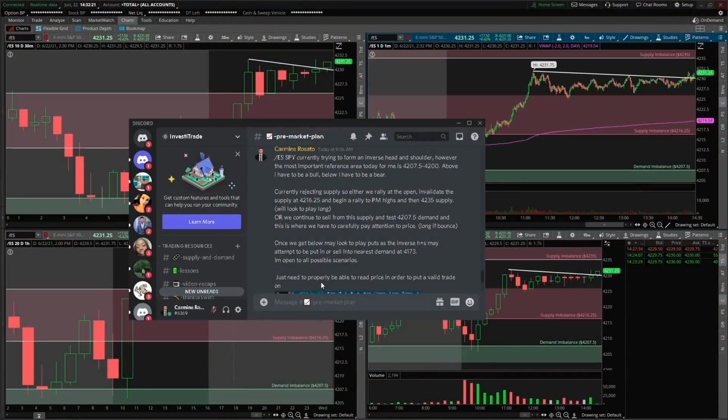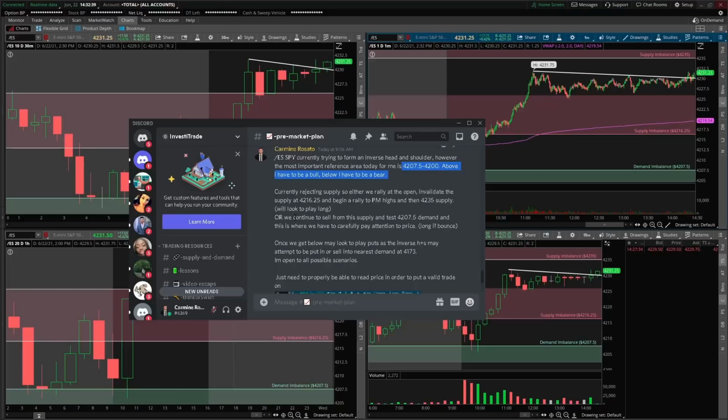To get more context, let's go over the pre-market plan. I post these every single day in the Discord. The first one was on the S&P 500. I used the futures chart to trade SPY options off of it. We had demand at 4207 to 4200. Above it, I was a bull. Below it, I was a bear.